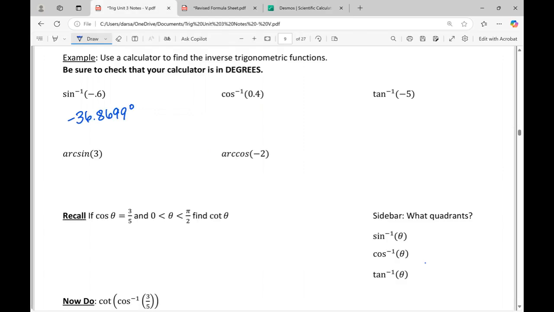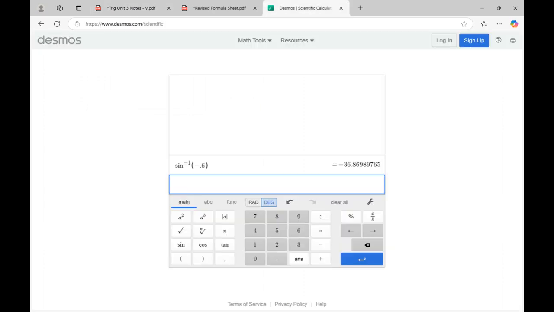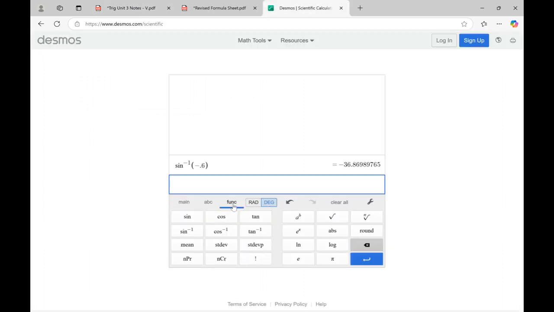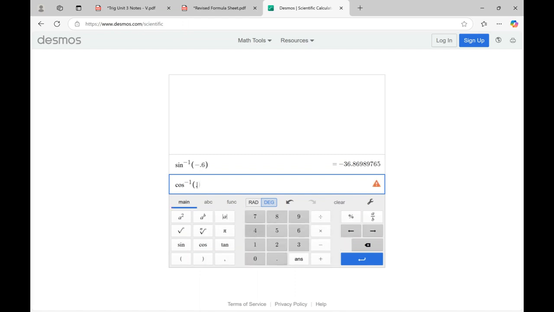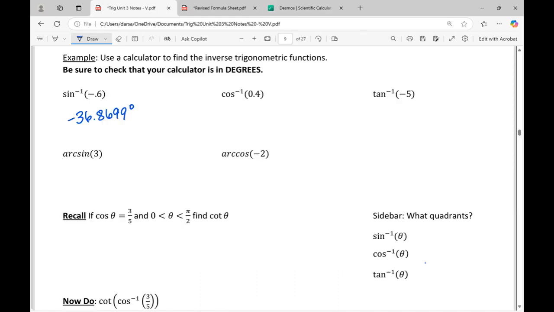Let's try cosine inverse of 0.4. So we go over to our function button, cosine inverse, back to main, 0.4. Close the parentheses, and we can see that is 66.4218 degrees.